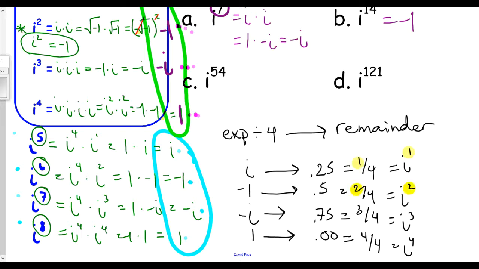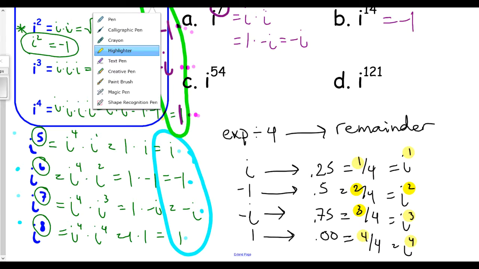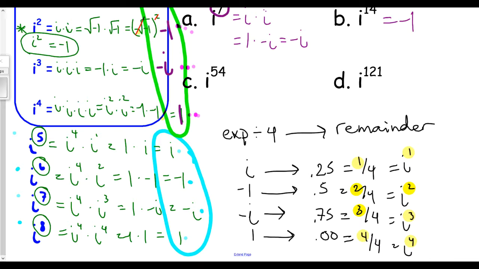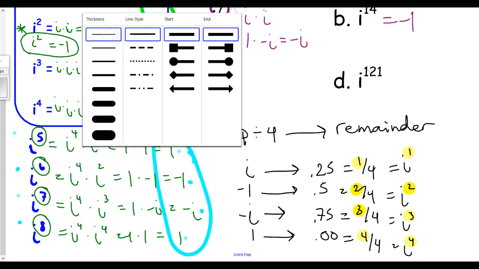1, 2, 3, 4. So we can just divide the number by 4, look at whatever the remainder is, and that'll tell us where it fits in the pattern. Okay, so let's take a look and see exactly how we can apply that to this problem.